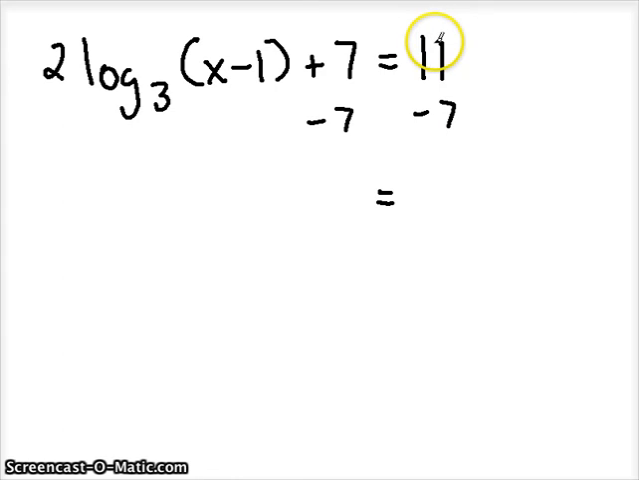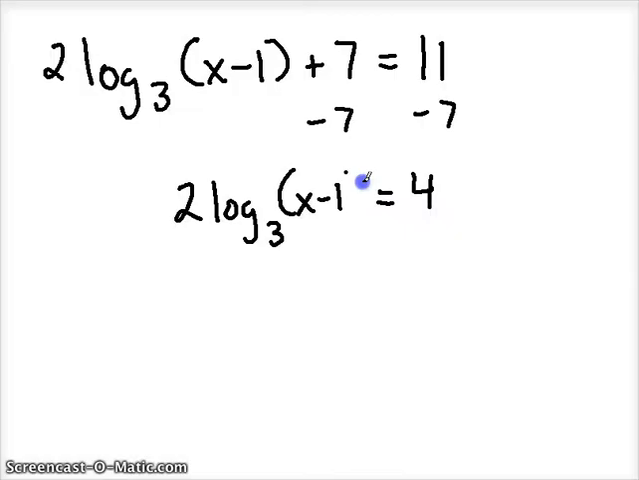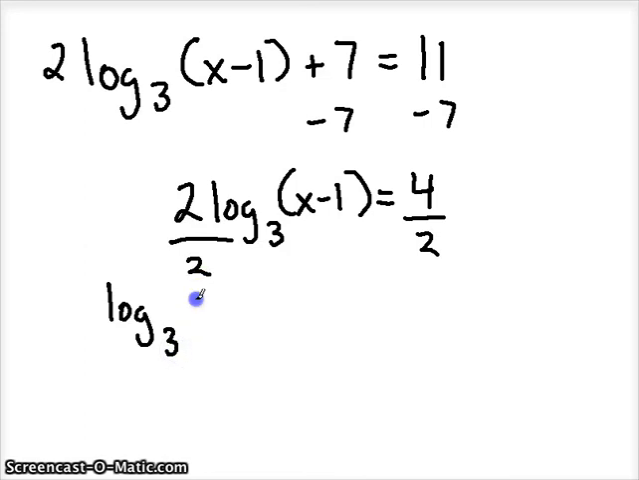So we get 4 there. So we're good so far. We want to undo this multiplication here. We want to divide both sides by 2. So that gives us log base 3 of x minus 1 equals 2. Now we finally have our log expression all by itself.